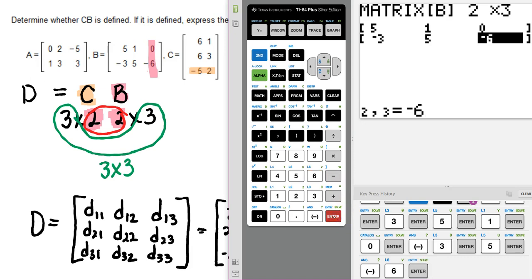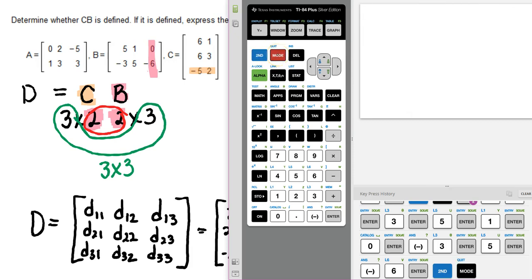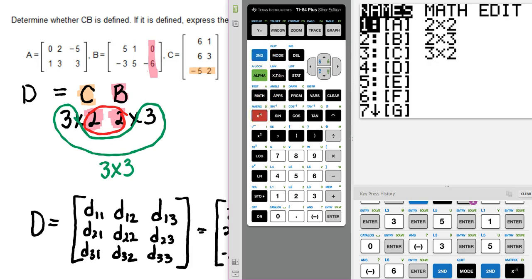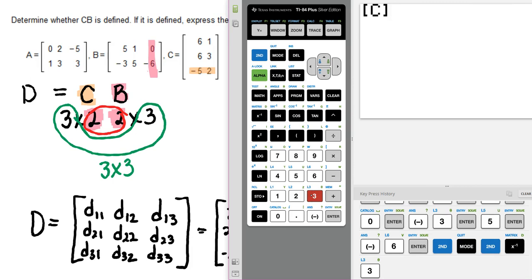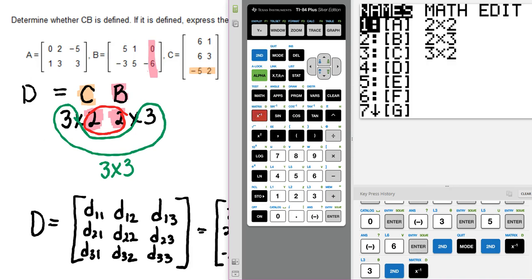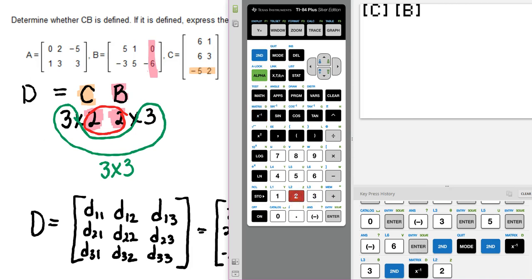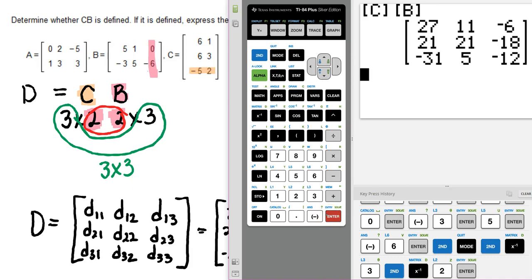And now that I have these matrices edited, I'm going to go to the home screen, and I want to multiply these two matrices on the home screen. So I need to select matrix C. I'll go to the matrix menu, and I'm going to select number 3. I want to multiply that by matrix B. I'm going to go back to the matrix menu and select number 2, that's matrix B, and hit enter, and the multiplication is complete for us. So let's compare our work by hand and this work in the calculator.